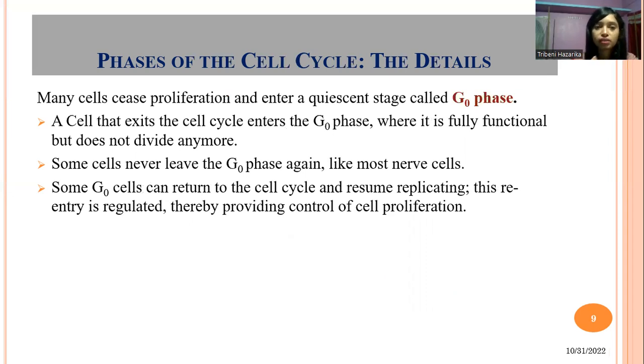As I have already mentioned in the previous slide, many cells cease proliferation and enter a quiescent stage called the G0 phase. In multicellular organisms, most differentiated cells like nerve cells exit the cell cycle in G1 phase and enter the G0 phase without cell division during the entire lifetime. But there are certain G0 cells which can return to the cell cycle, such as the cells of internal organs like the liver, and they resume replicating. So this is all about the G0 phase.